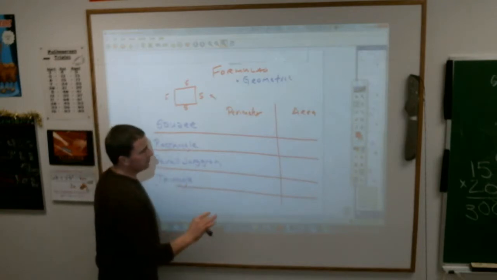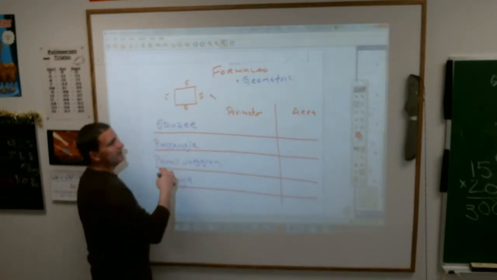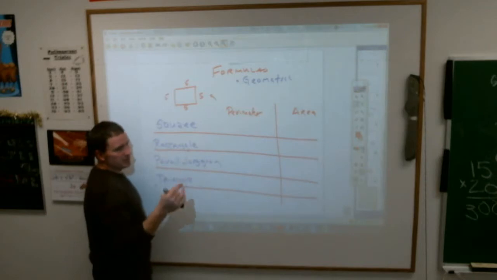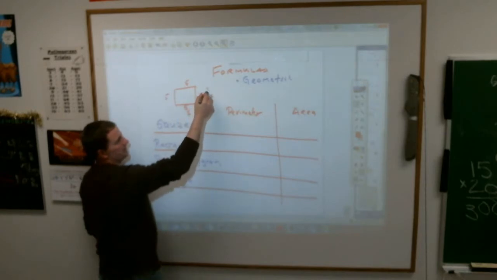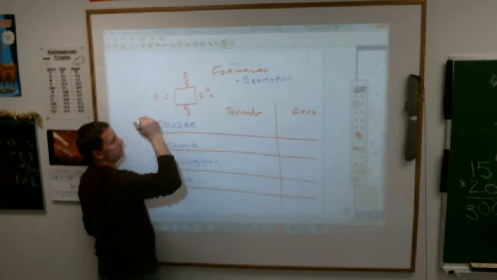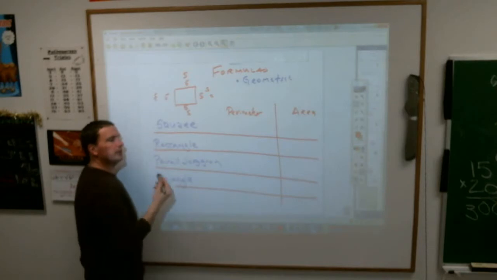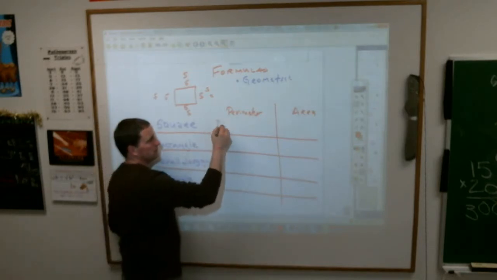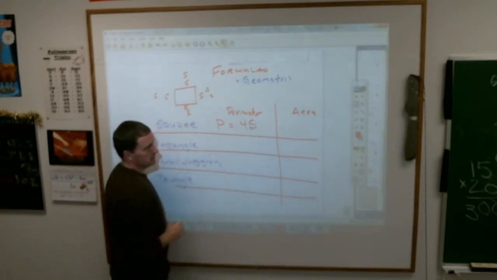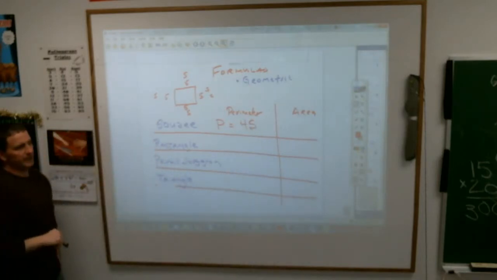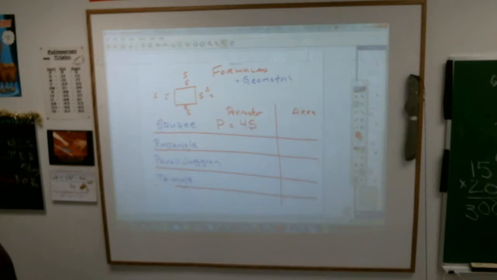Okay, multiplied by 4. That's a good answer. You could say s plus s plus s plus s, but that gets to be a little wordy. And instead of the number 5, we're just going to put the letter s, because s in math right now will stand for side. So the perimeter of a square is 4s. That would be your formula for that.